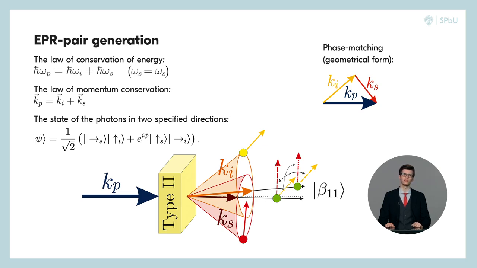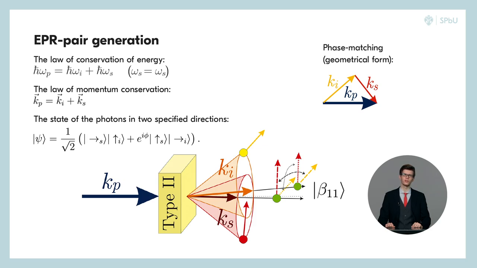In the first term, the signal photon has horizontal polarization and the idler one has vertical polarization. The second term represents a reverse situation. The signal photon has vertical polarization and the idler one has horizontal polarization. The only thing that separates this state from the one Alice has to prepare is a phase factor, denoted by e to the i phi.